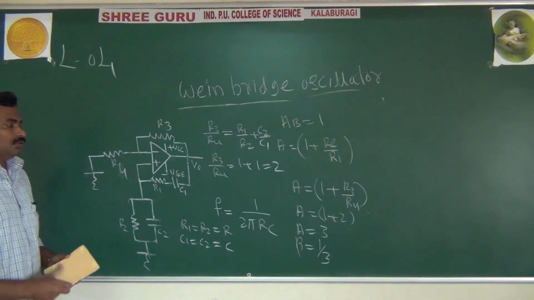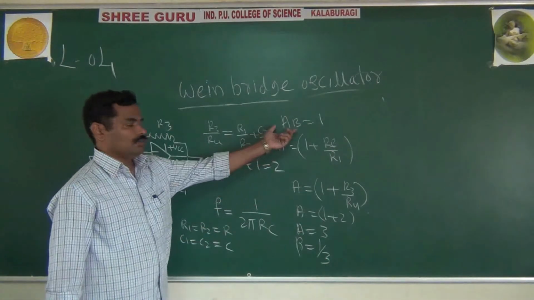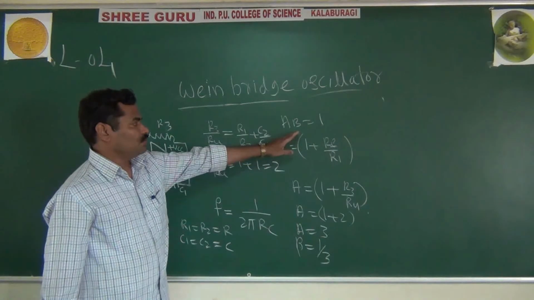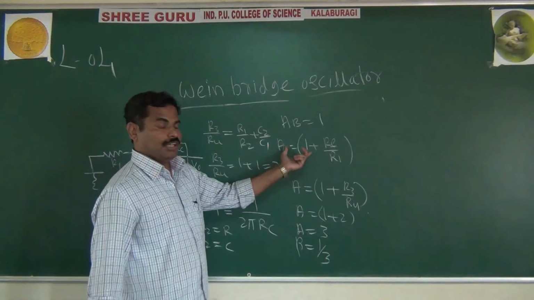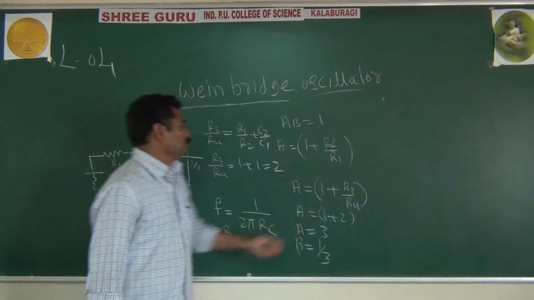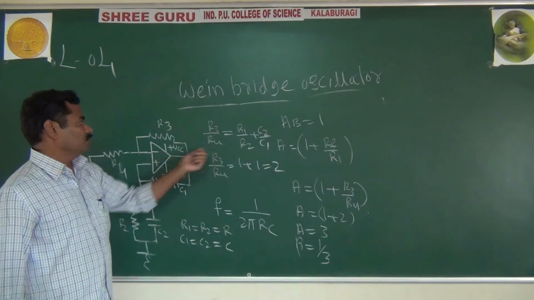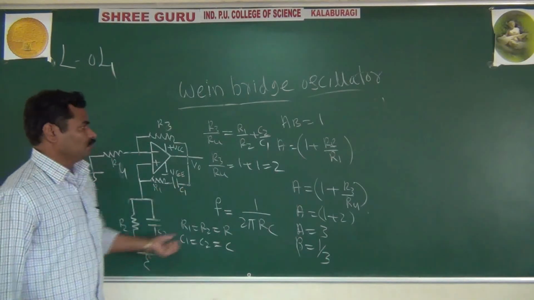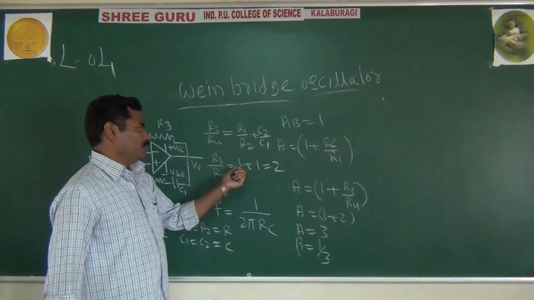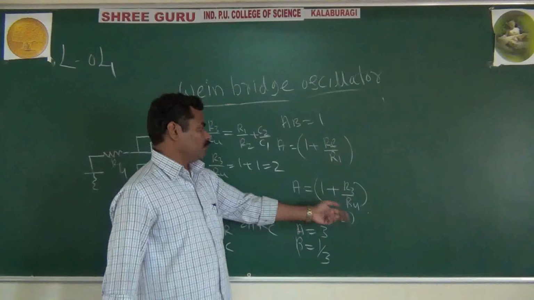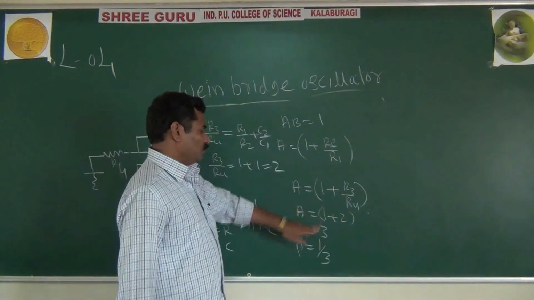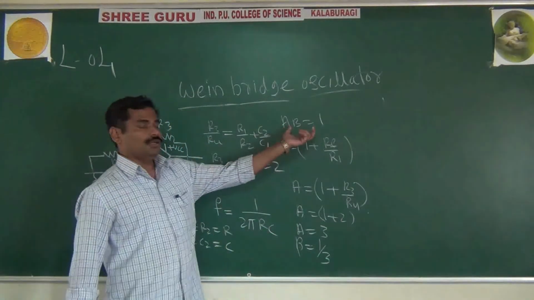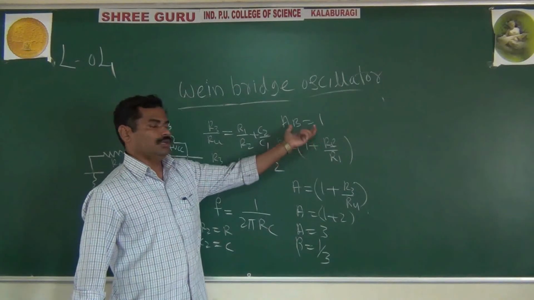An important thing here is that you can satisfy the Barkhausen criterion, that is A beta equal to 1. To find this, A is nothing but the gain, that is 1 plus R3 by R4. Because you are using R1, R2 and C1, C2, if they are equal, you may get 1 plus 1, that is 2. If you consider R3 by R4 equal to 2, then 2 plus 1 is 3, so A is equal to 3, and beta is equal to 1 by 3. This is one condition, that is your Barkhausen criterion, A beta equal to 1.